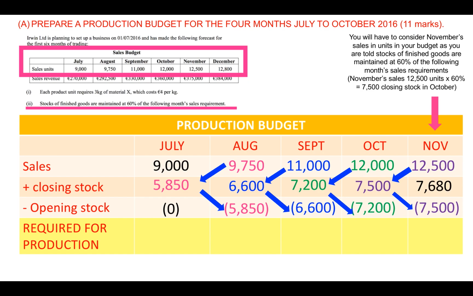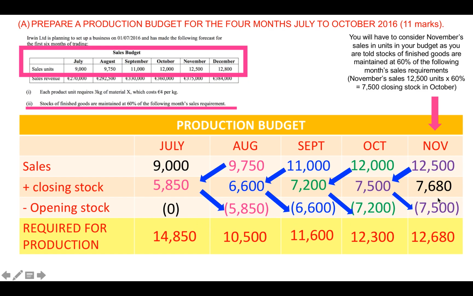So overall, required for production then is 14,850 for July. In August, 10,500 for August. September is 11,600. October is 12,300 and November is 7,680. Now, where did we get this 7,680? Well, that was 60% of December. So 12,800 multiplied by 60% is your 7,680.